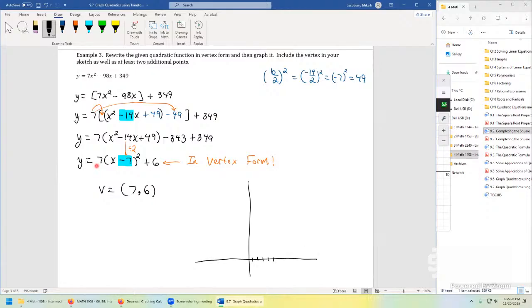Here's 1, 2, 3, 4, 5, 6, 7. 1, 2, 3, 4, 5, 6. So that's the vertex. The 7's positive, so it's opening upwards. Let's use that trick again. Here's 7. If I go up to an 8, we just have to go to here where it was height 6 and add 7 more units. Why add 7 more? It's because that's a positive 7. So go up 7, 8, 9, 10, 11, 12, 13. So 8, 13, right up here, it's automatically one additional point.